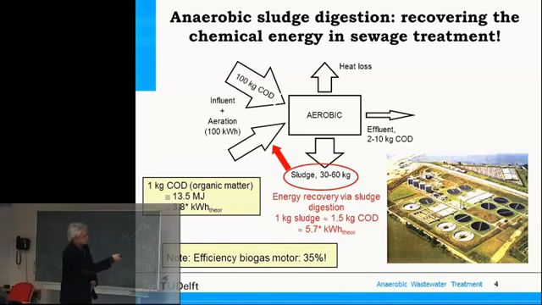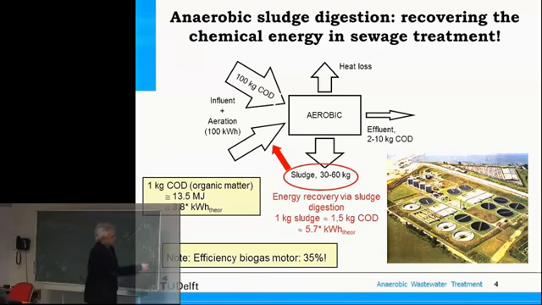Now in this system, part of the COD is converted to sludge. This sludge also contains COD, and one can calculate that the energy content of this sludge is equivalent to 5.7 kilowatt hours theoretically. What is the conversion? 1 kilogram of sludge is about 1.5 kilogram COD. That conversion I will explain later on. 1.5 kilogram COD with 13.5 megajoule per kilogram COD, or 3.8 kilowatt hours theoretically, gives you a value of 5.7.